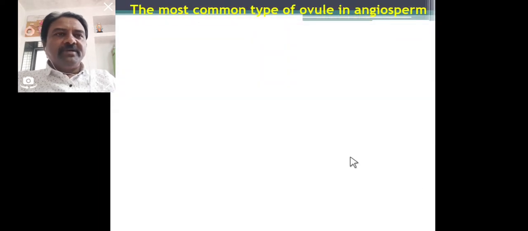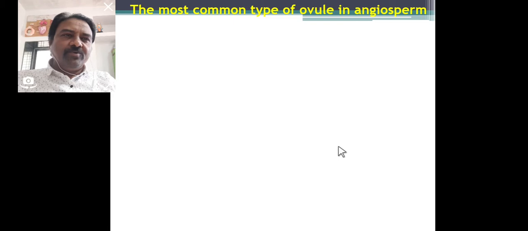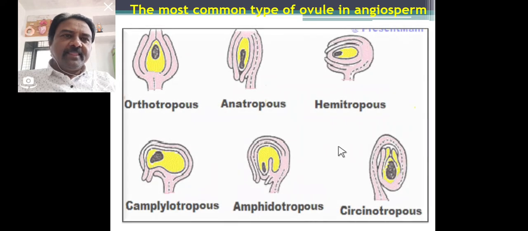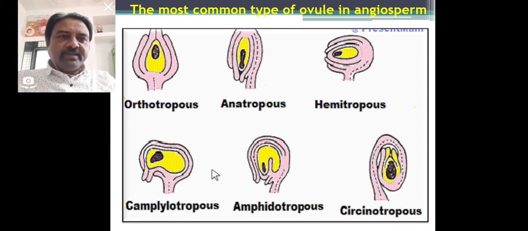The most common type of angiospermic ovules differ on the basis of structure. Like the first here, this is the orthotropous ovule, anatropous ovule, hemitropous ovule, campylotropous ovule, amphitropous ovule, and circinotropous ovule. In our syllabus, the detailed structure of the anatropous ovule is included, so we will study the anatropous ovule.